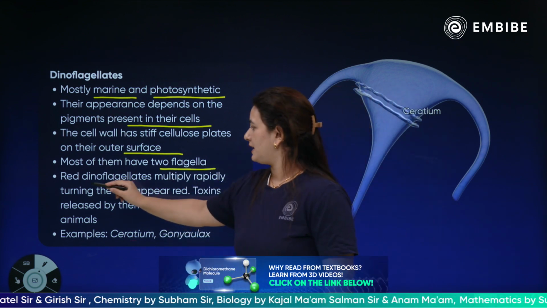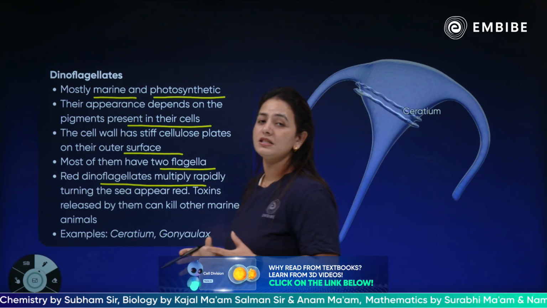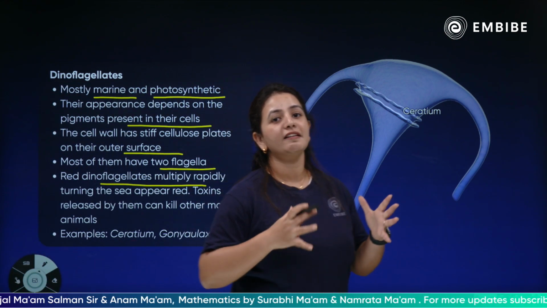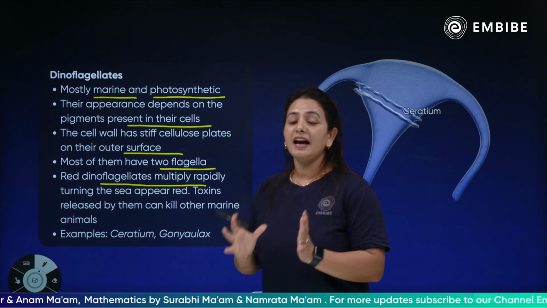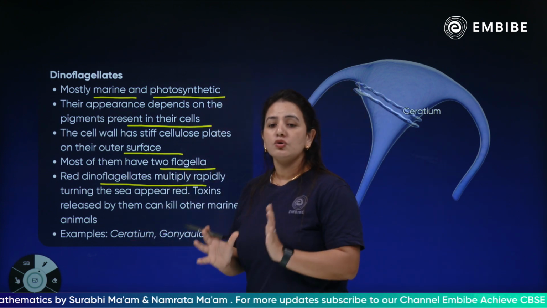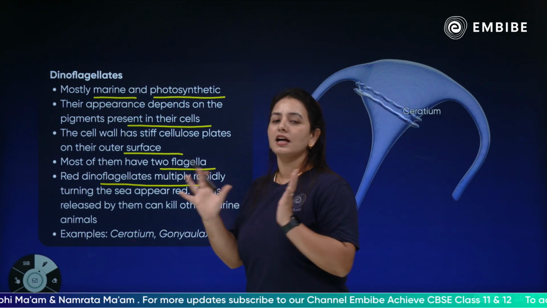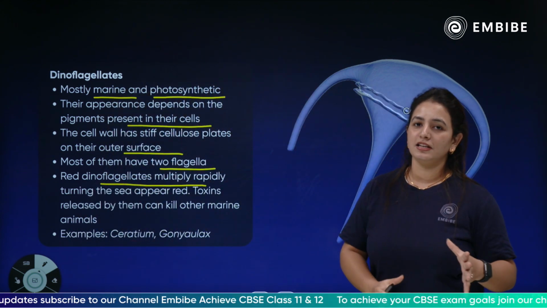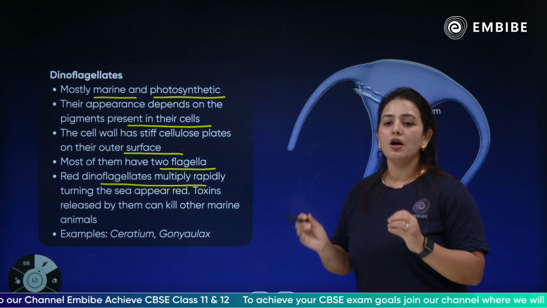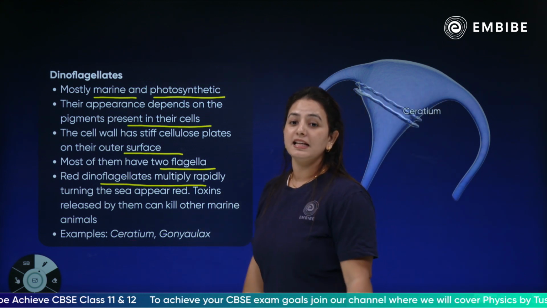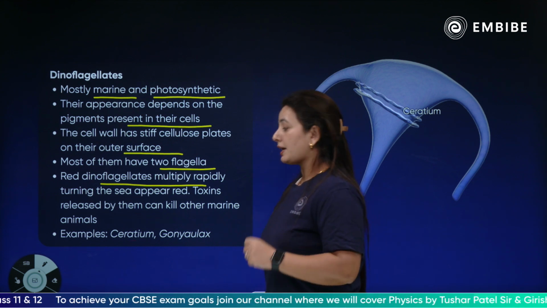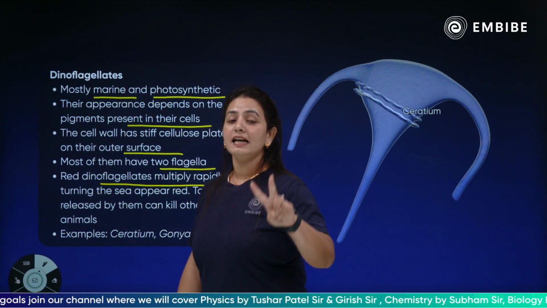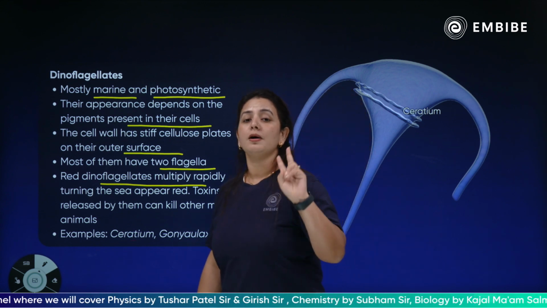The red dinoflagellates multiply very rapidly and cause the red tides. The red tide is sometimes because of the accumulation of the red dinoflagellates, which have red color pigment in them, and they also release certain toxins which can kill other marine animals. Examples of dinoflagellates are Gonyaulax and Ceratium. So this is the second group of protistans.